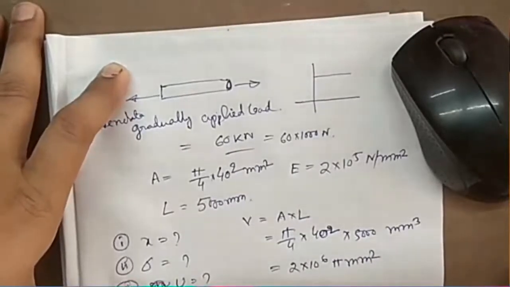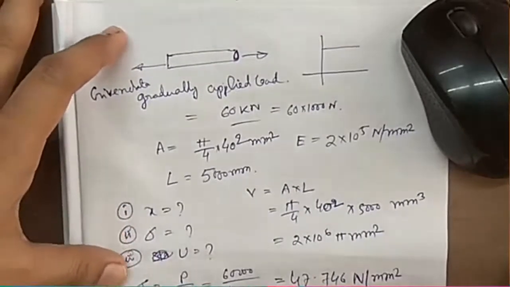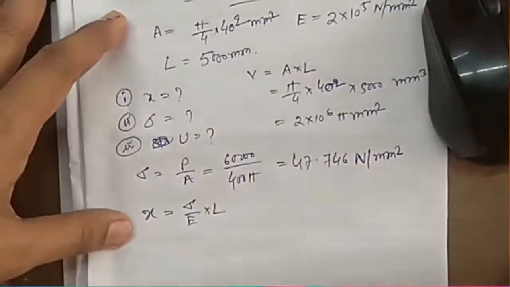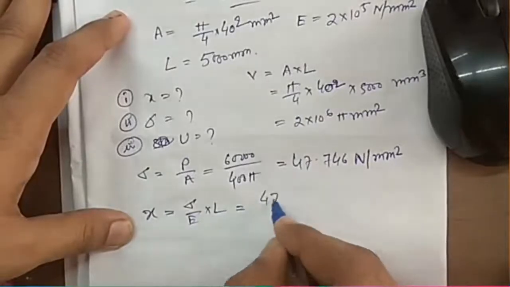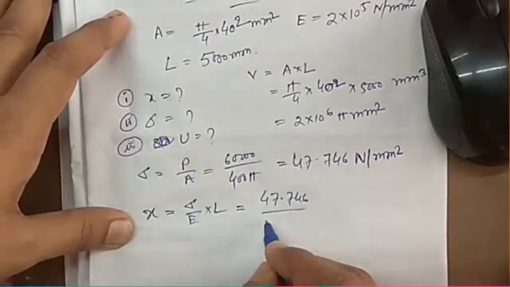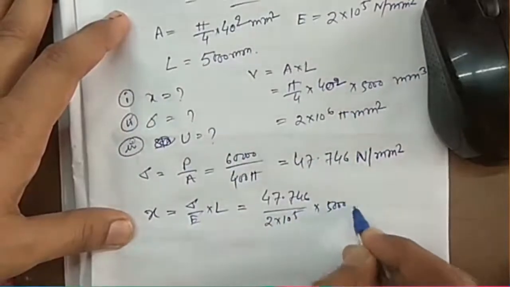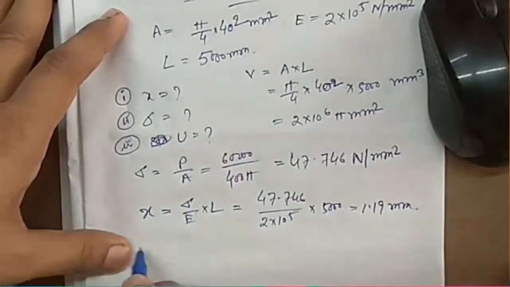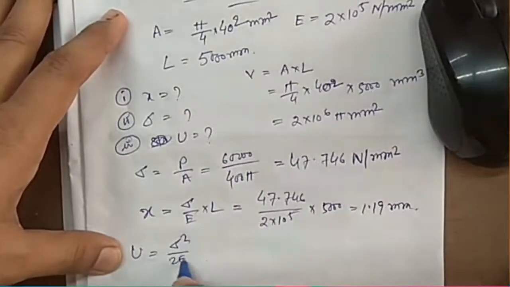Now we have to find out the stretch x. The value of stretch is given by the formula we have already found out, sigma by E into L. That will be equal to the stress value we have just found out, by E value, which is 2 into 10 to the power 5, into L, 5000. X can be found out as 1.19 millimeter, and U is equal to sigma square by 2E into V.